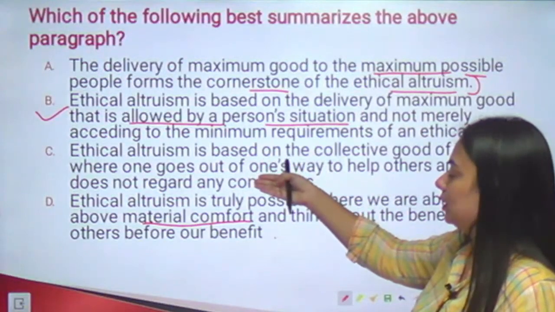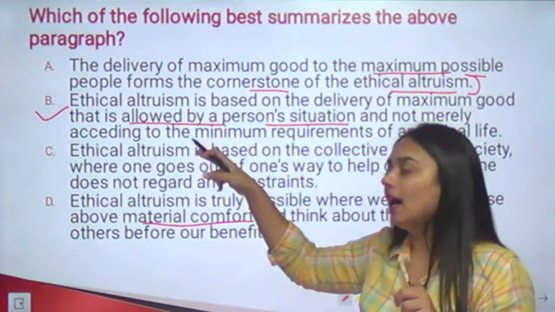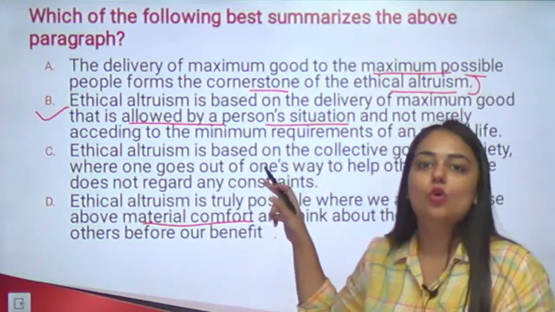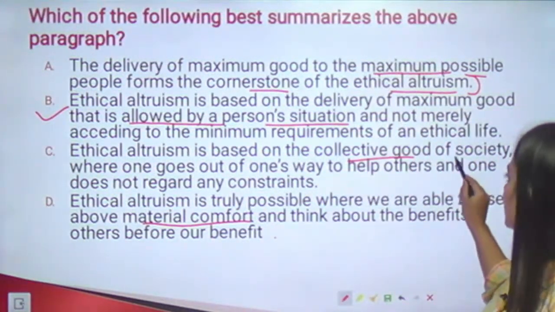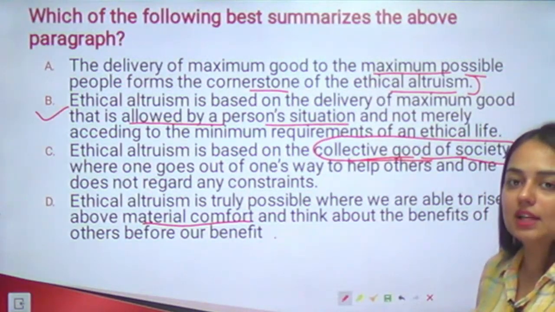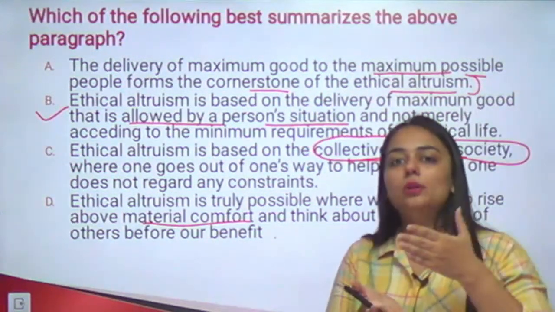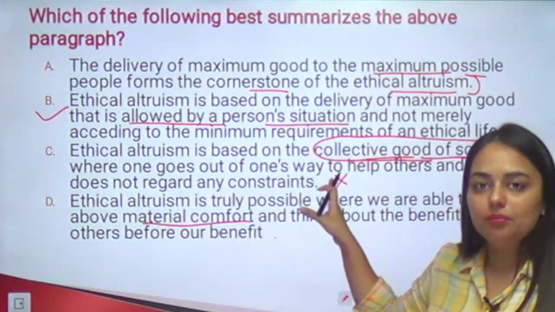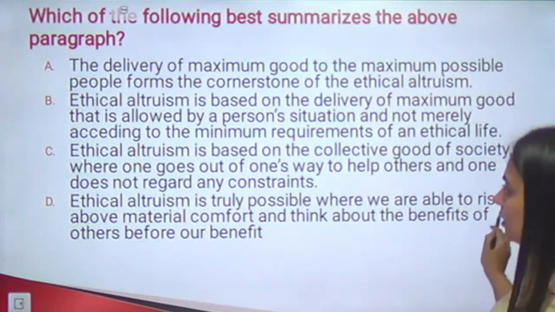Let's see what was wrong with C. A is also correct, I'm saying it again, but it's not as broad as the second one is, because the second one discusses, or you can say justifies, the whole passage. Ethical altruism is based on the collective good of the society. Isn't this a novel idea which was not talked about in the passage? We did not talk about the collective good of the society. Rather, it was all on the part of the altruist. So we can eliminate this one because it becomes a little out of context. I hope this one is also clear.